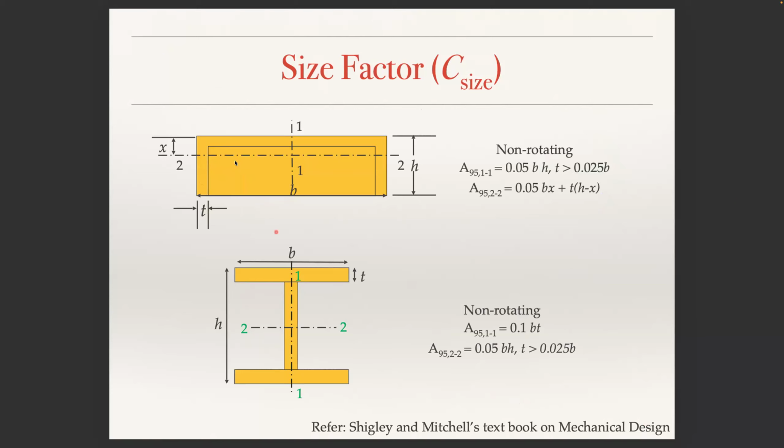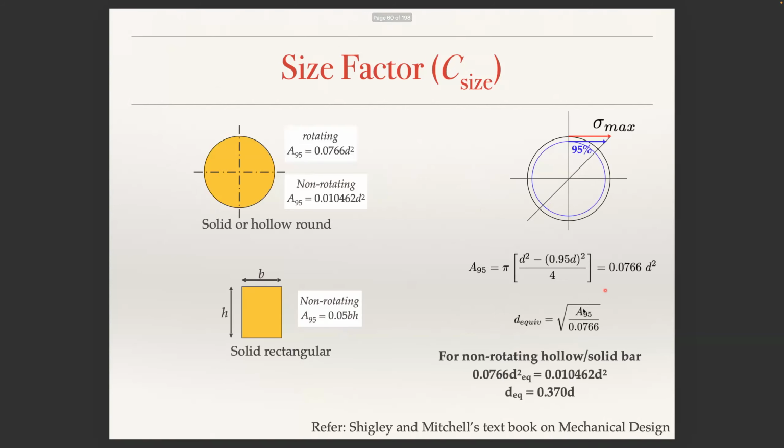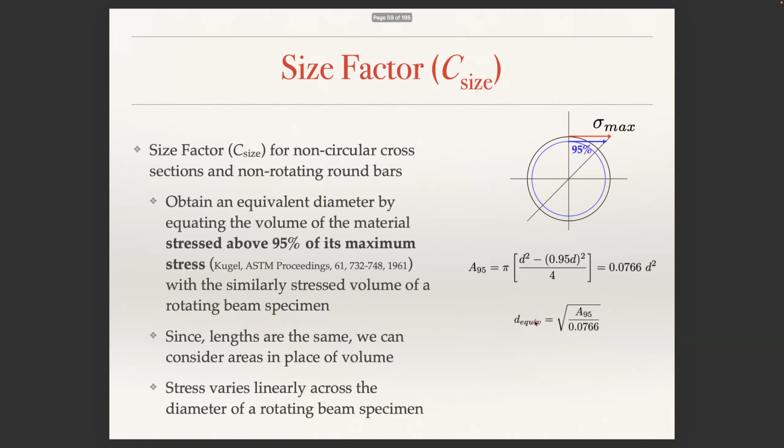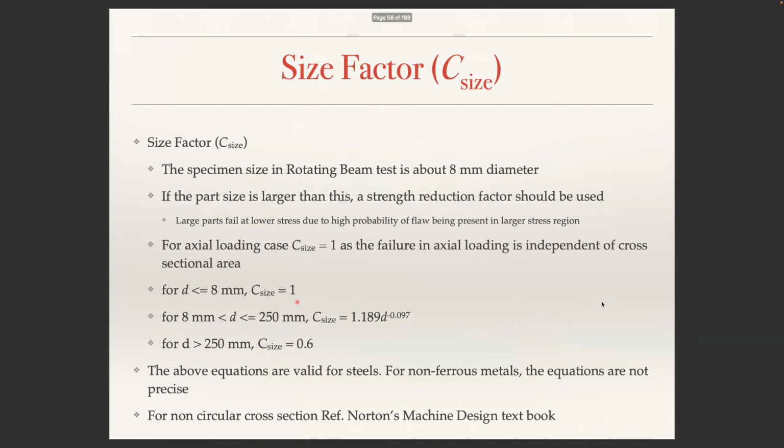If you have a section like that, right? If it is an I section, then A95 along this 1-1 axis, A95, because when the bending is about 1-1 axis, bending is about 2-2 axis, you calculate these values, and these are available again in the literature. You calculate A95 and plug it in this equation, and then you will obtain D equivalent for a non-circular or non-rotating section. From there you calculate D equivalent, and then compare the D equivalent value with 8 mm.